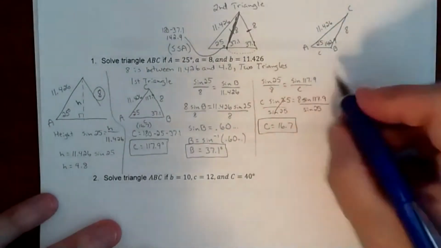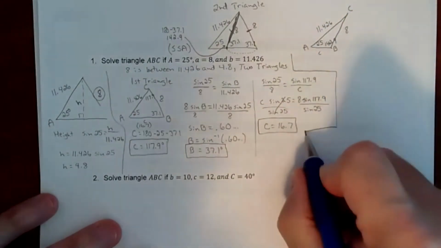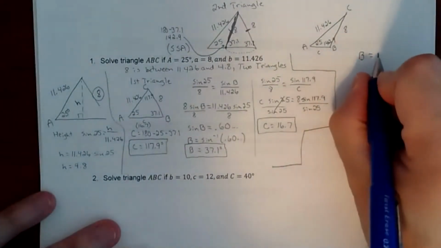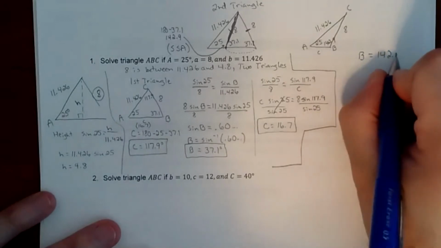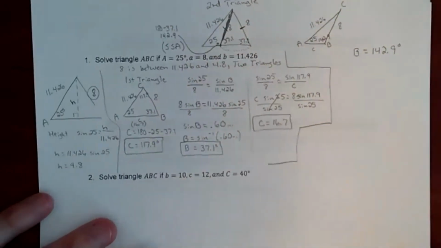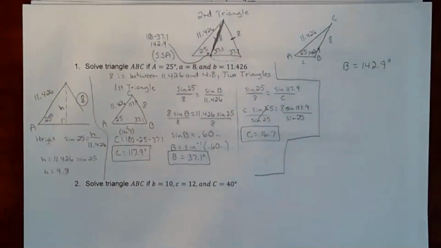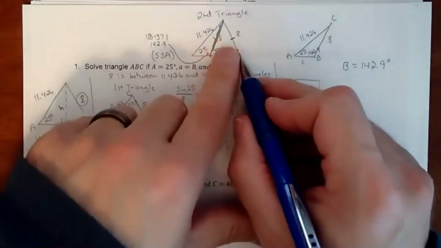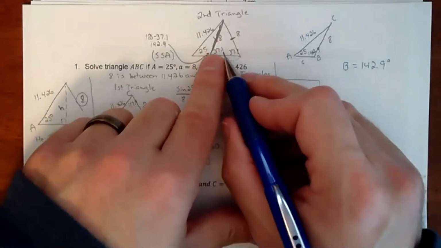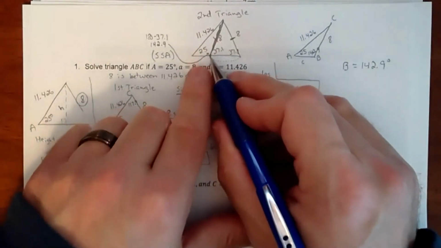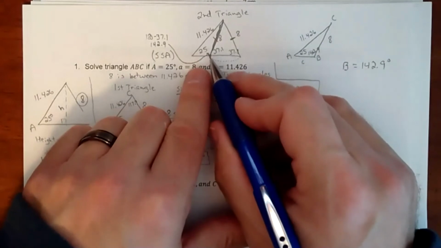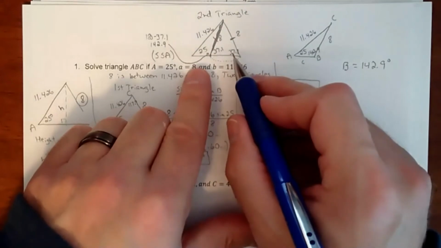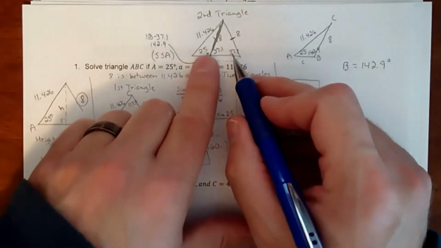So for our second triangle, we already have angle B, 142.9. Okay, and that's always, always, always the thing. That angle in your original triangle is the same as this angle over here, which helps you get this bigger angle, this obtuse angle here. And it's always by taking 180 minus that angle, which is always the same as that angle. That's how it starts to get your second triangle.